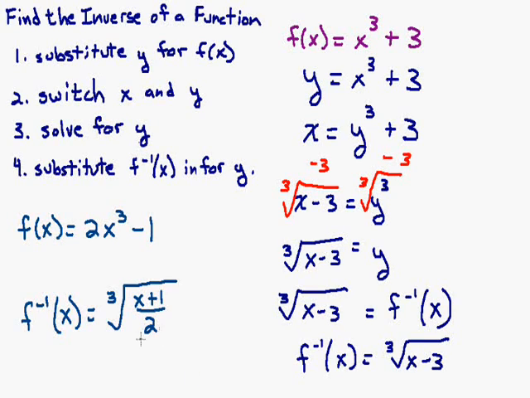And I know we could rationalize the denominator here, but I'm not going to worry about that. Hopefully you got that right. If you're not sure how to get that, go back and follow these steps again. Make sure you did number 1, then 2, 3, and 4 in order.